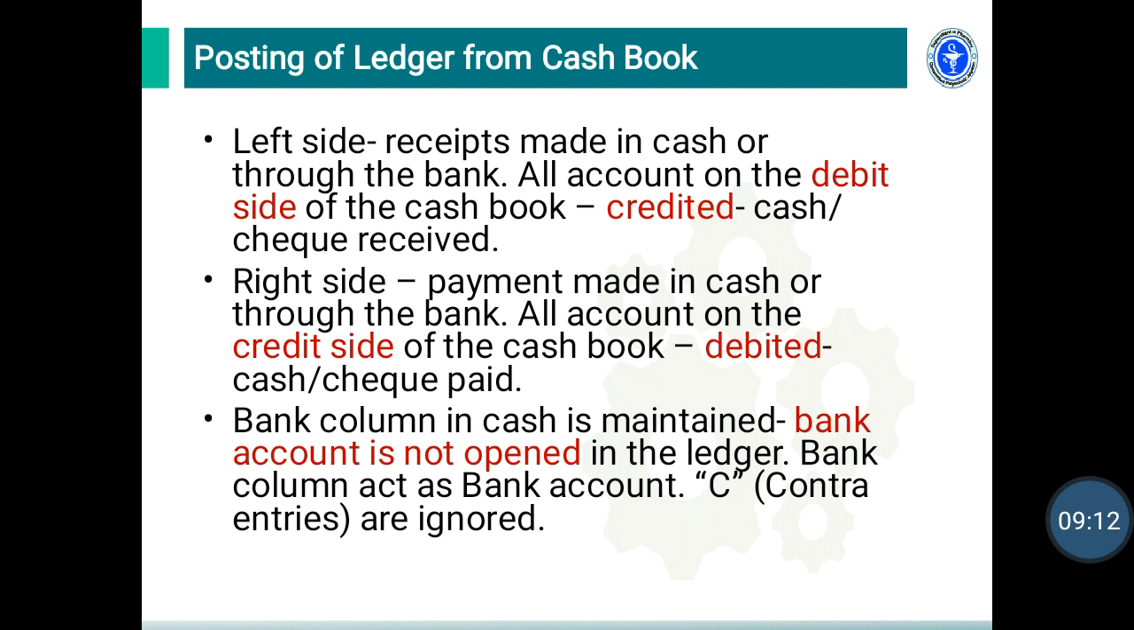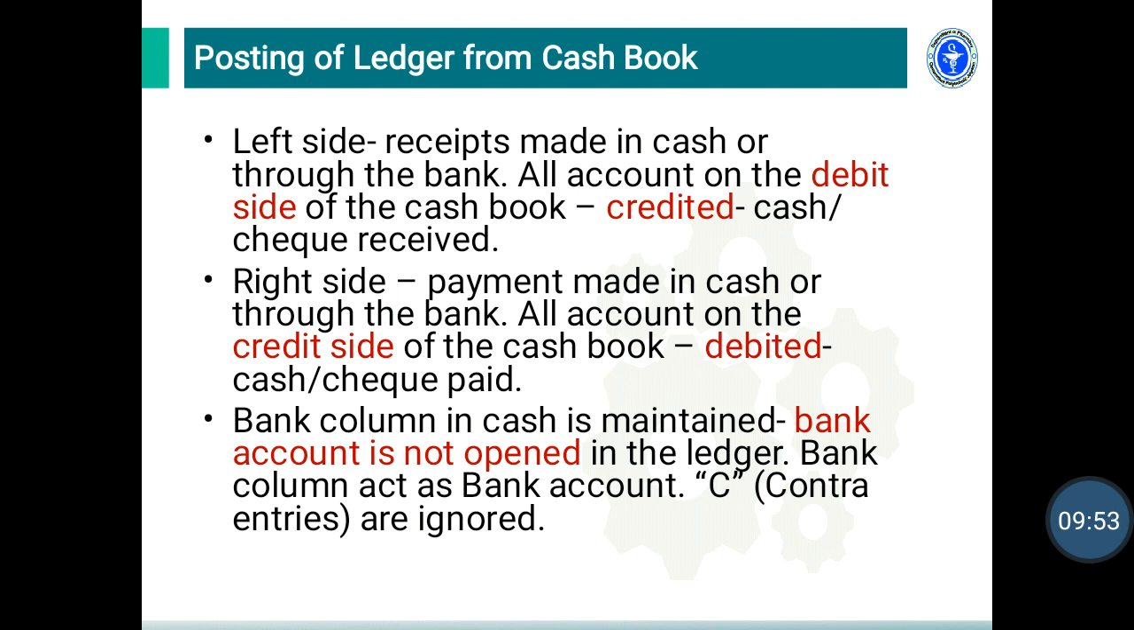The next point is posting of ledger from cash book. For posting of ledger from the cash book, the first point is the left side of the cash book shows the receipts made in cash or through the bank, so all the accounts appearing on the debit side of the cash book are credited because the cash or cheque has been received in respect of them, while the right hand side indicates the payment made in cash or through the bank. That's why all accounts on the credit side of the cash book are debited, because the cash and cheques are paid.